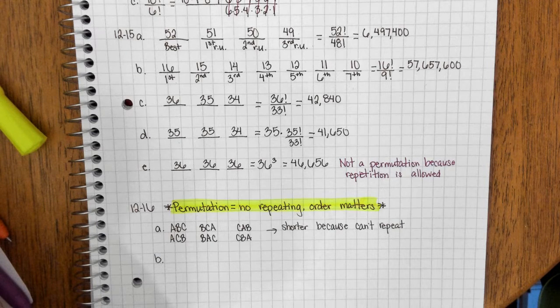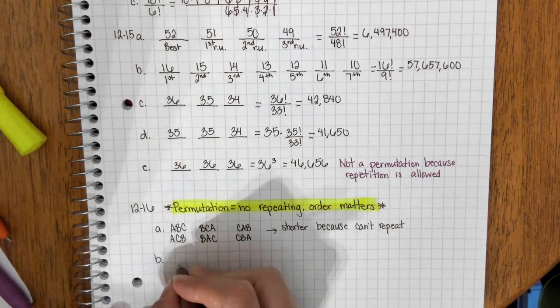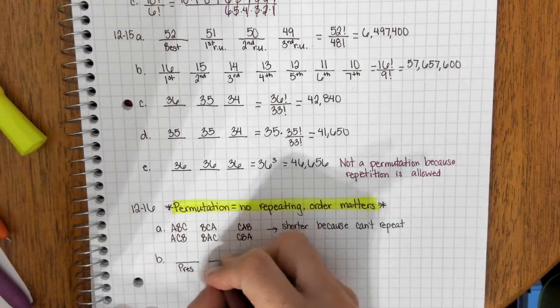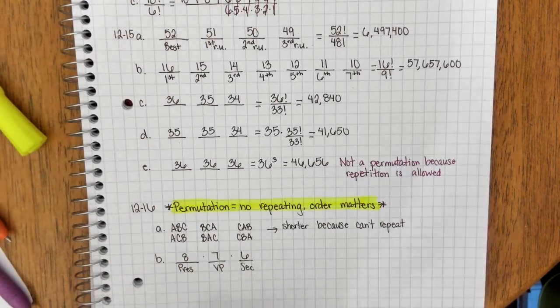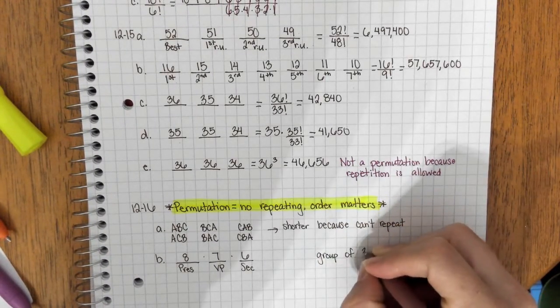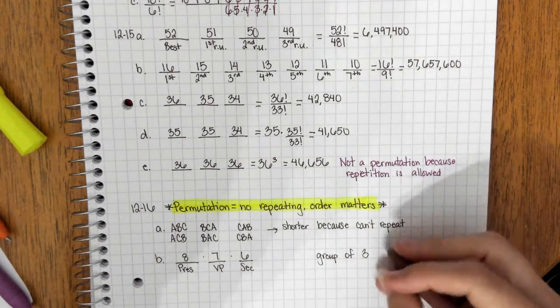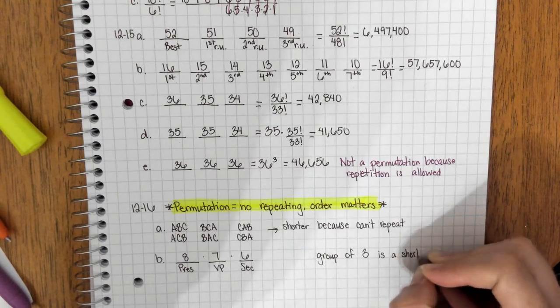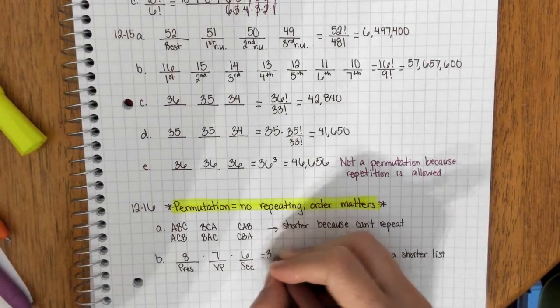So you have 8 people to choose from for president, vice president, and secretary. So this would be 8 times 7 times 6. 8 people to choose from. The other one, if you just want a group of 3, it's a little bit different. We'll get into how it's different later. It is a shorter list. So here, if we made a list of all the ways, there would be 336.